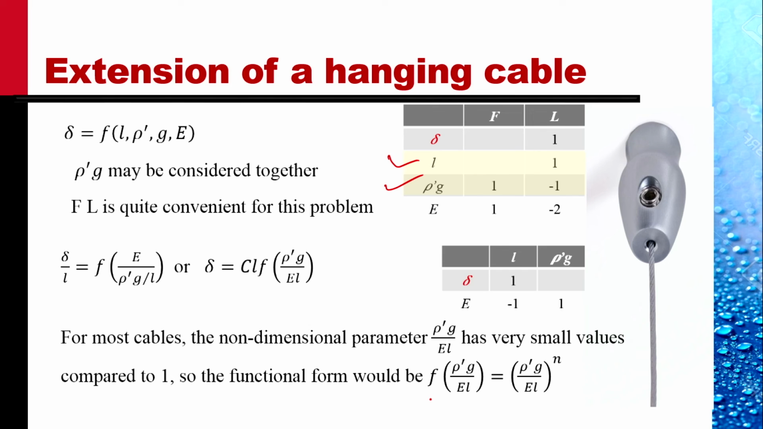So the functional form should be like this: y as a function of x, with x becoming very small.